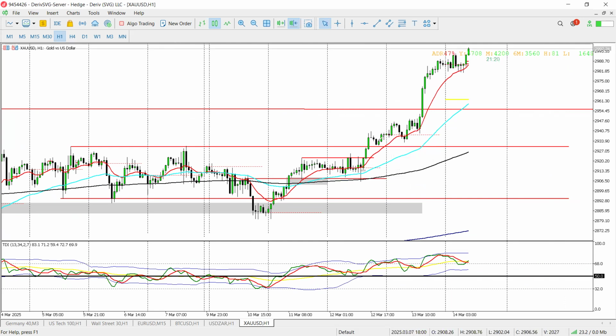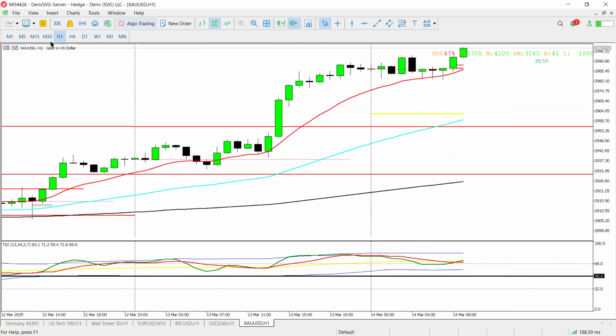So when we were at this side, we were targeting price to get to 2930. We got there. We're targeting price to get to 2950. We got there, and we're finally targeting price to get to 3,000, of which we are almost there. On some brokers, price is already at 3,000. So that was a quick recap on the H1.